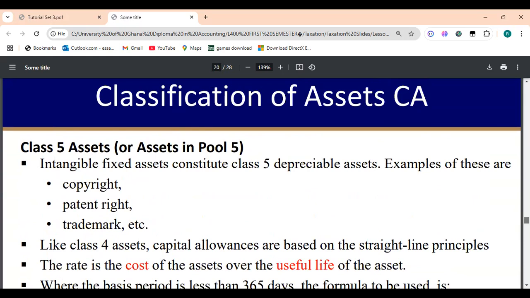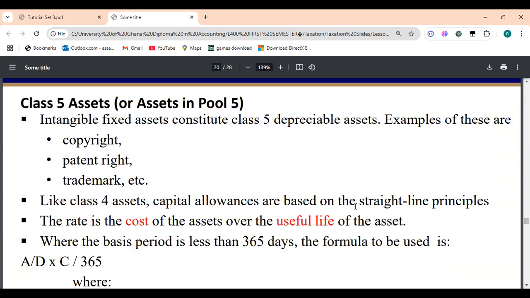Asset class in pool 5, right, consists of intangibles like copyright, patents, trademarks, etc. And capital allowances are based on straight line principles, on the cost of the assets over the useful life, the same thing.